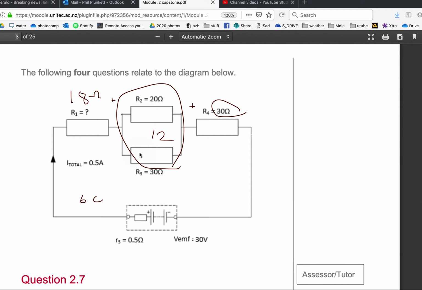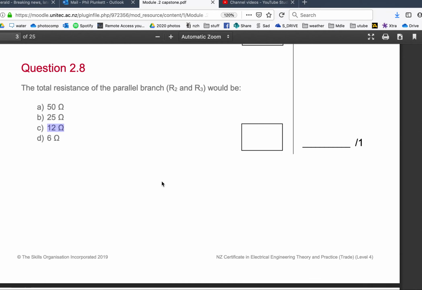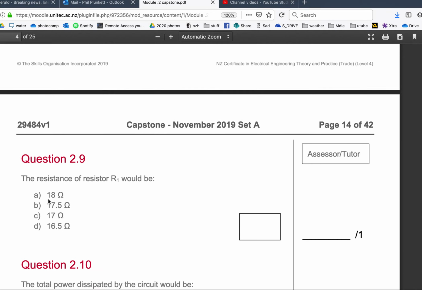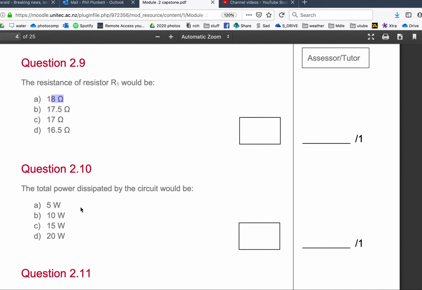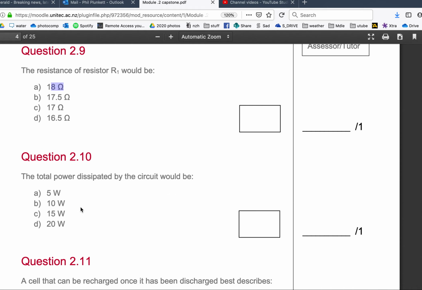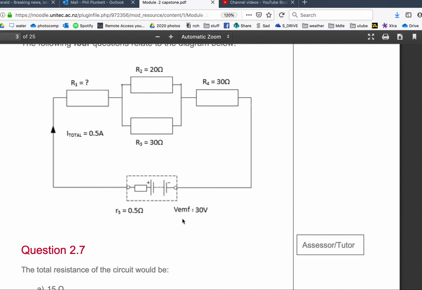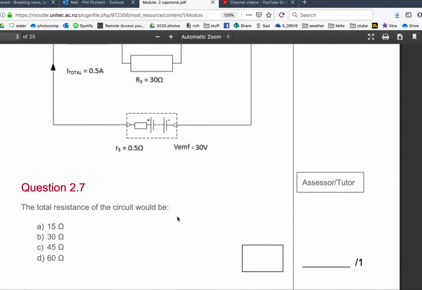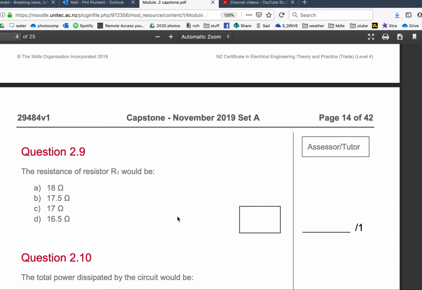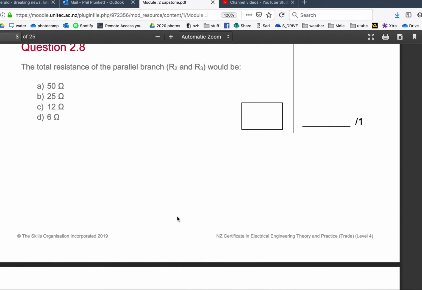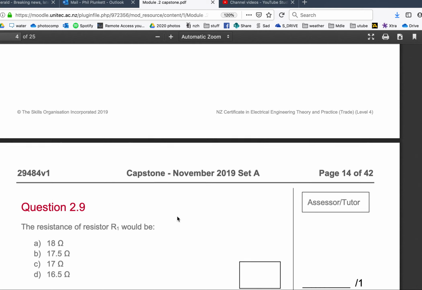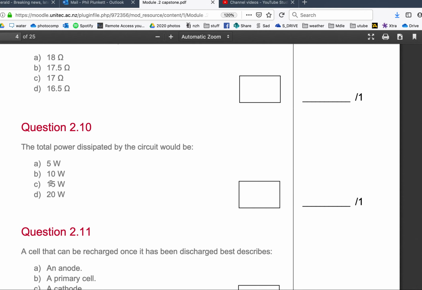Alright, let's go down and have a look. I've got an 18 there. I got an 18, I know I'm right. Okay, 18, nice. Total power dissipated by the circuit would be P equals I times V. Is that right? I times V. Half times 30 is 15. There it is there, 15.